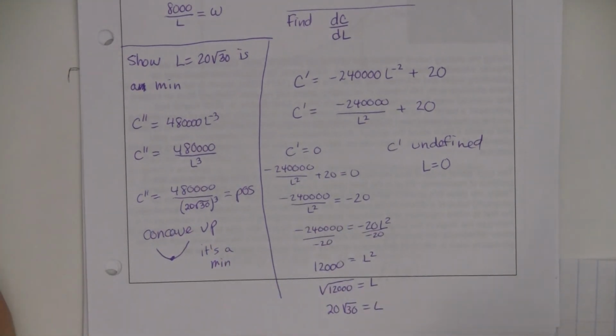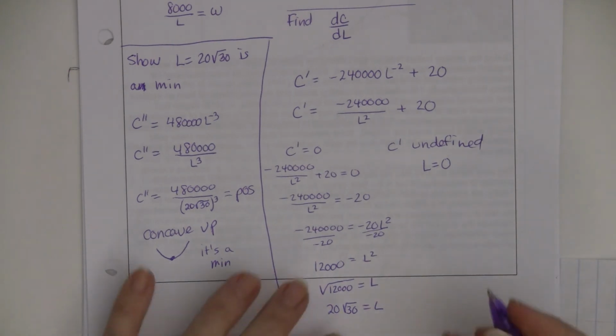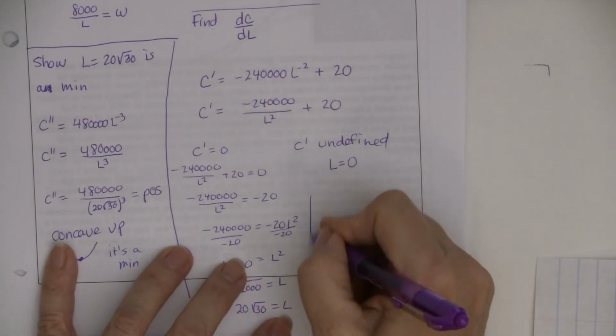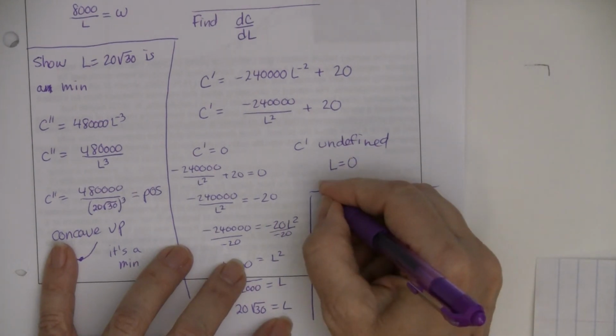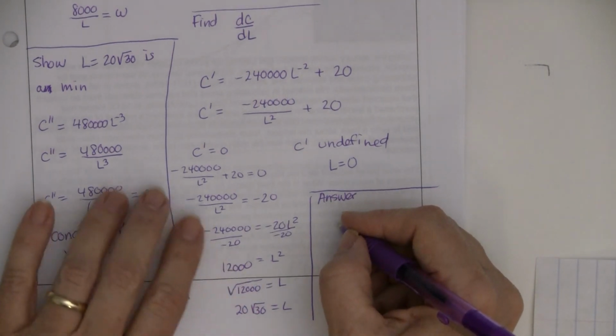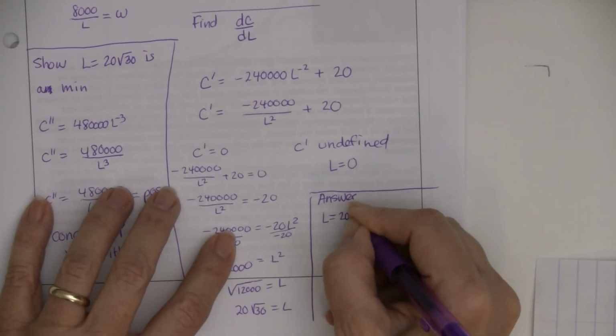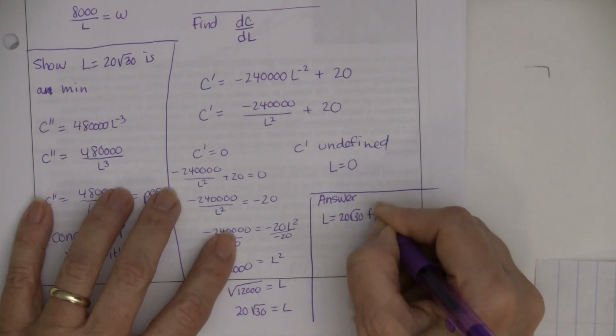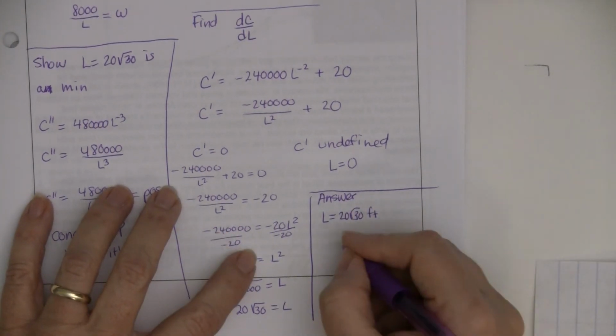Now I got to make sure that I answer the question of the problem, and the last part is that it's asking me what are the dimensions of the fence. And so I know what L is, 20 square root of 30 feet, and I want to find out what W is. So I'm going to answer that question right over here. I didn't plan very well, so this is going to be my answer. That the L is 20 square root of 30 feet. And of course you could give an approximation to that.